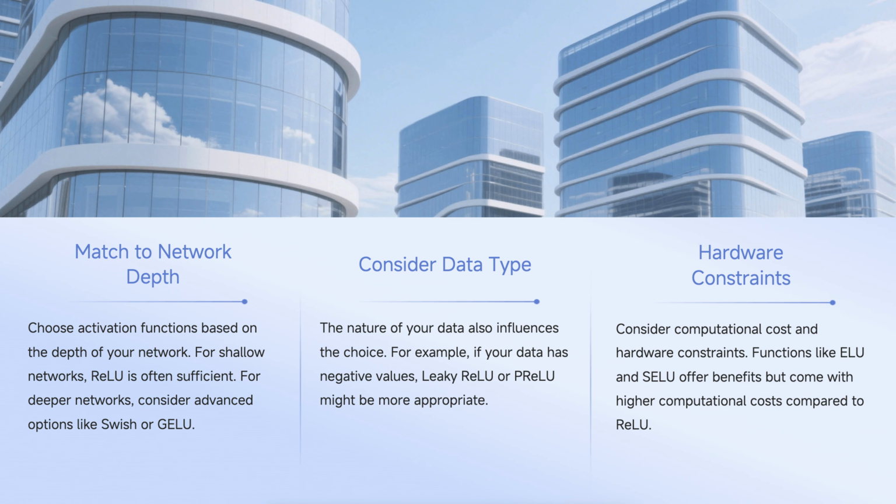When choosing an activation function, think about three things. First, network depth. ReLU is great for shallow networks, while deeper models perform better with Swish or GELU. Second, data type. If your data includes negative values, leaky ReLU or PReLU are good options. Third, hardware constraints. ELU and SELU improve learning but use more computation, so efficiency matters.